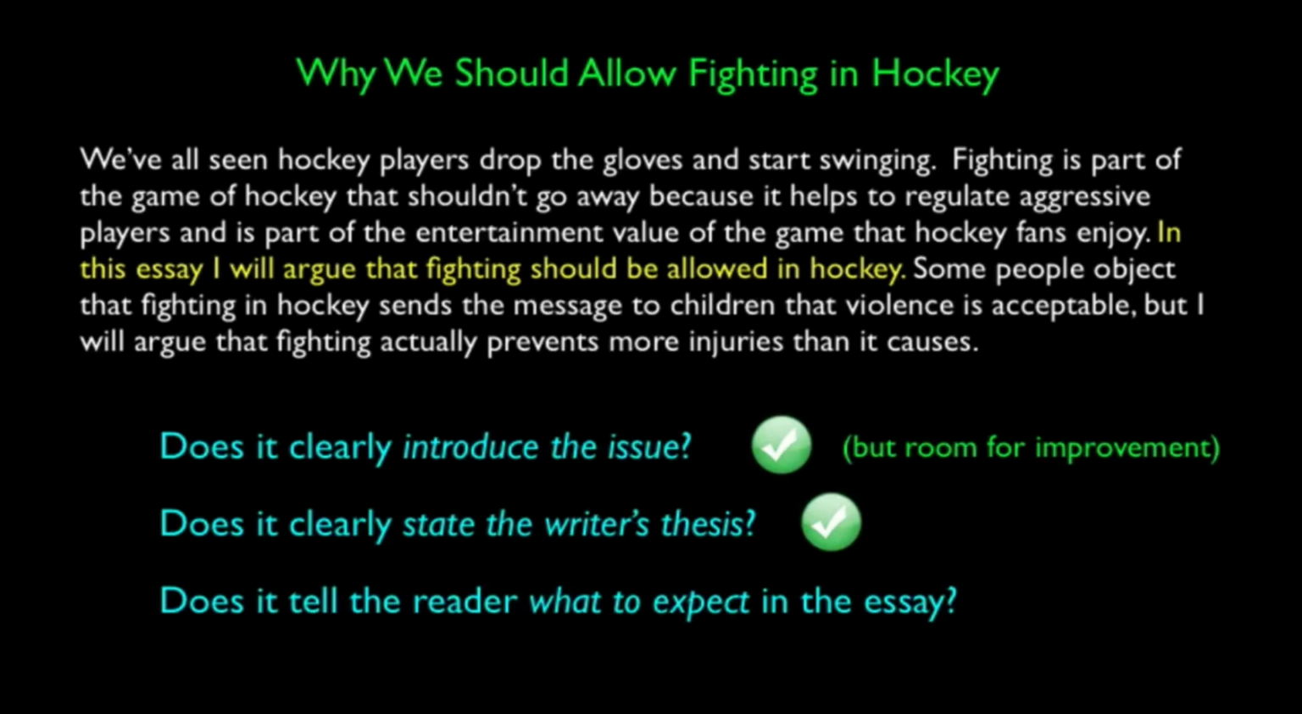There are lingering questions about what precisely this means, but there's no ambiguity about what side of the issue the writer is on. Now, does the writer give us an idea of what to expect in the rest of the essay? Yes, he does, especially in the last sentence. Some people object that fighting in hockey sends the message to children that violence is acceptable, but I will argue that fighting actually prevents more injuries than it causes. This tells us something about the argumentative structure of the essay. We know that the writer is going to consider an objection and present a reply to the objection, and we're told what issues the objection and the reply are going to address.